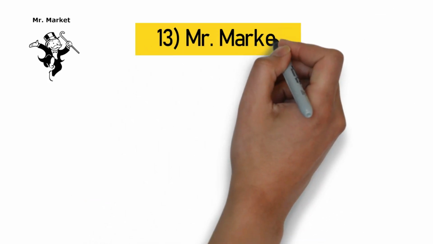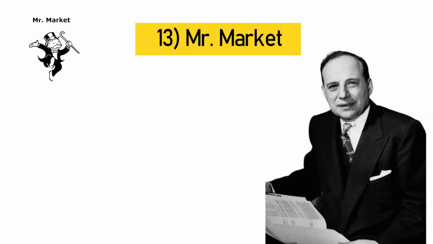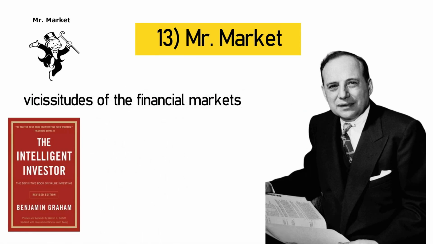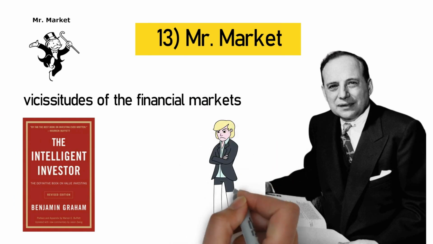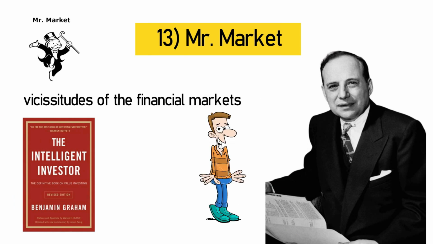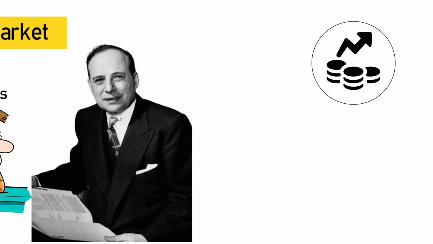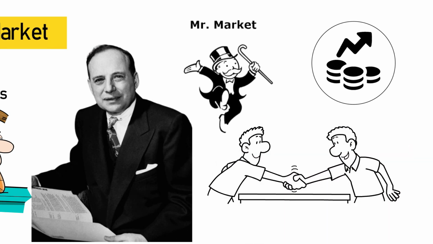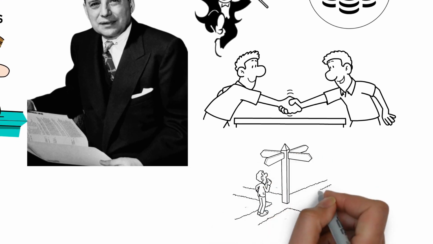Number 13. Mr. Market. Mr. Market was created by investor Benjamin Graham to represent the vicissitudes of the financial markets in his book, The Intelligent Investor. As Graham explains, the markets are like a moody neighbor who wakes up happy sometimes and sad other times. Your job as an investor is to profit from his bad mood and sell to him when he's in a good mood. In contrast, according to the efficient market hypothesis, Mr. Market always wakes up in the middle of the night, never feeling particularly strong in either direction.